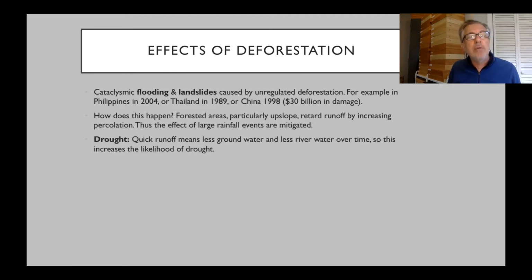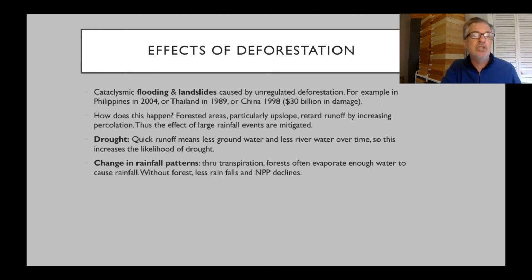Deforestation leads to drought. Quick runoff means less groundwater, less percolation into the ground, and that means less river water over time. And so this increases the likelihood of drought during the drier seasons.